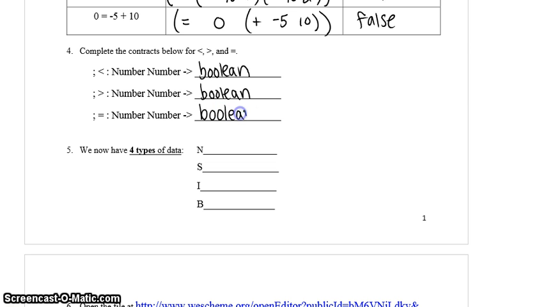And the equals function. Is one number equal to another number? The answer is either going to be true or false, which is a Boolean. Okay, so we now have 4 types of data. We've been dealing with numbers, strings, images, a lot this unit, and now we're introduced to a Boolean. So those are our 4 types of data now.